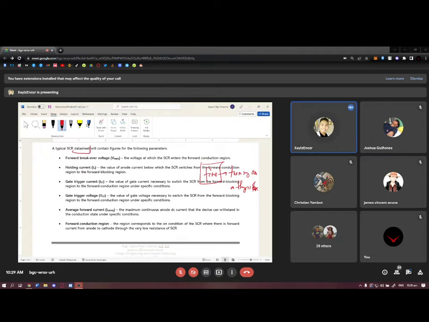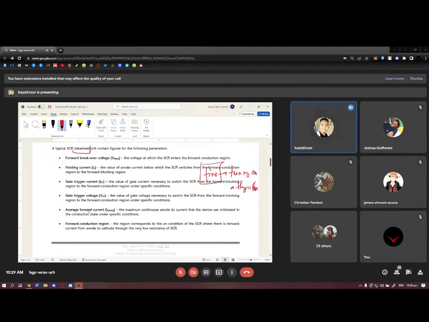So, paano mo siya ipa-fire o paano mo turn on? So, by the use of the gate trigger current or ito, the gate trigger voltage. So, yung gate trigger voltage naman, yun yung voltage na requirement mo para ma-turn on or ma-fire si SCR. Okay? So, pag gate trigger current, yun yung current na kailangan mo na nasa gate para ma-turn on si SCR, while yung gate trigger voltage, it is the voltage value na kailangan mo para ma-turn on si SCR. So, yun lang naman siya.